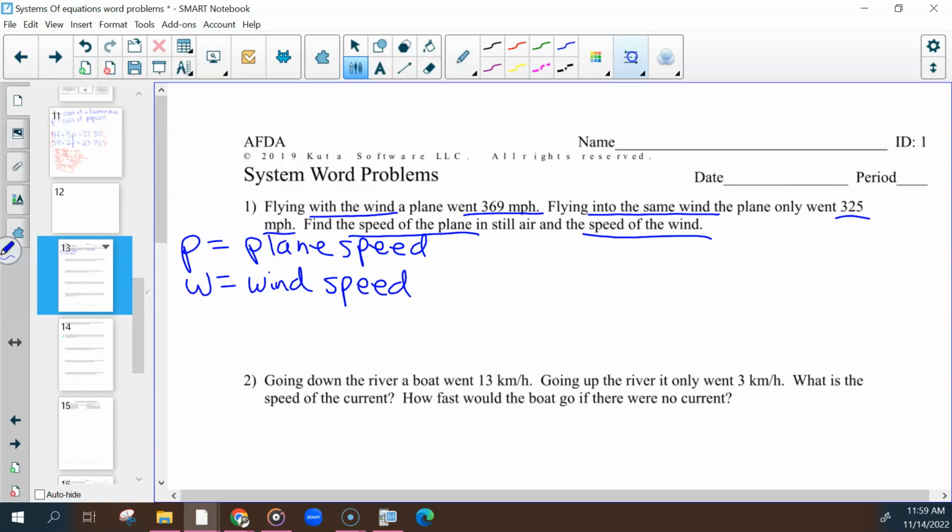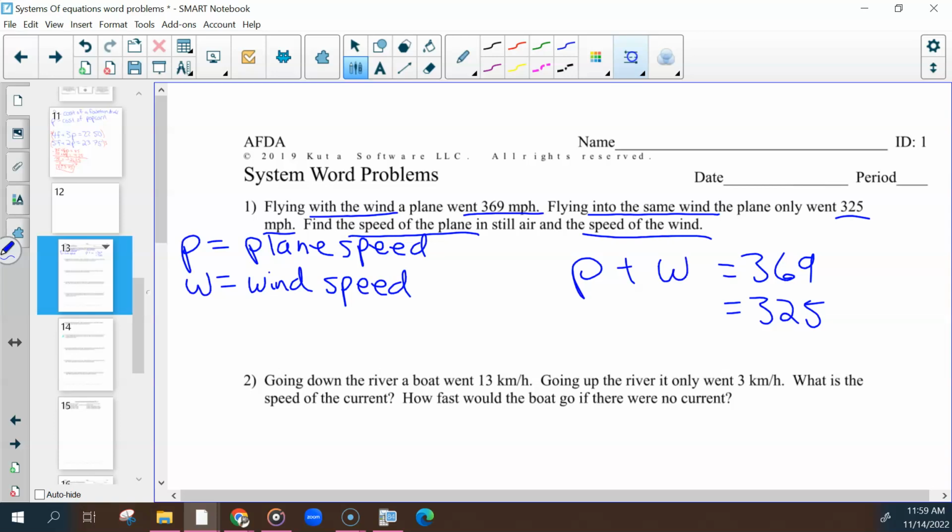The two numbers they give you are going to be your totals. So if a plane is flying with the wind, are we adding or subtracting those together? Adding. So this would be P plus W.